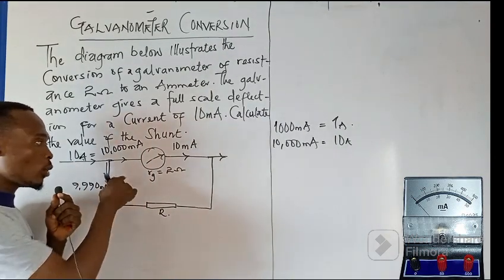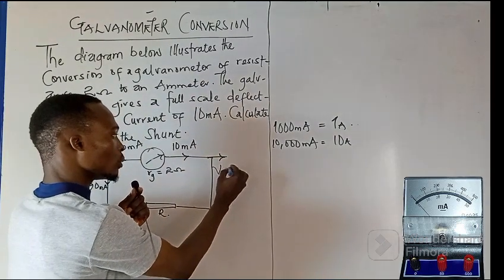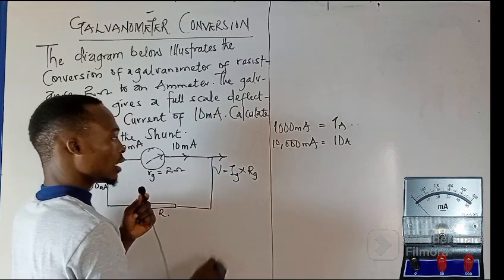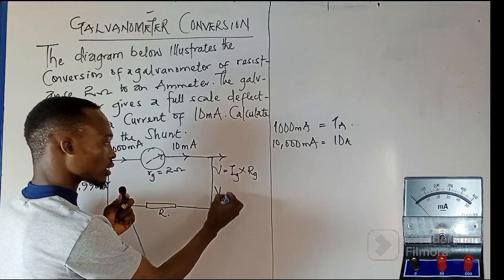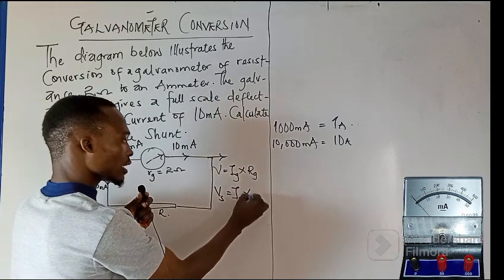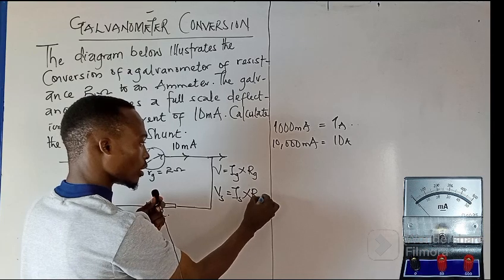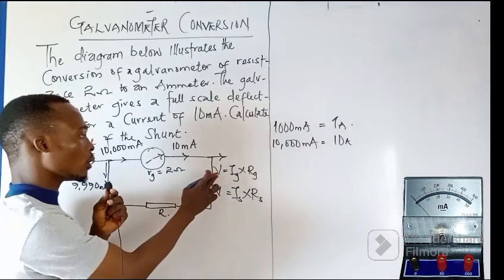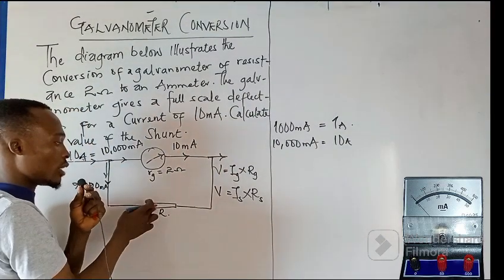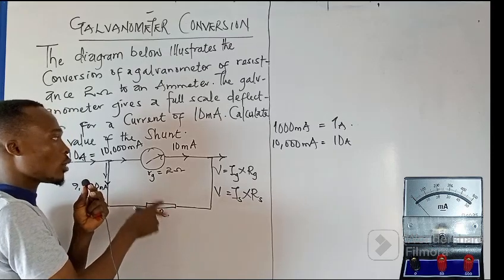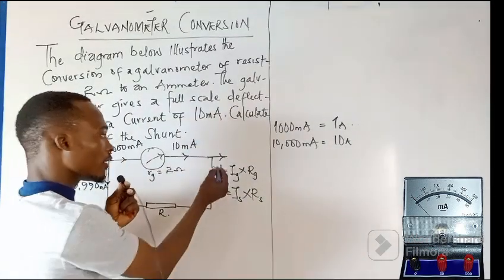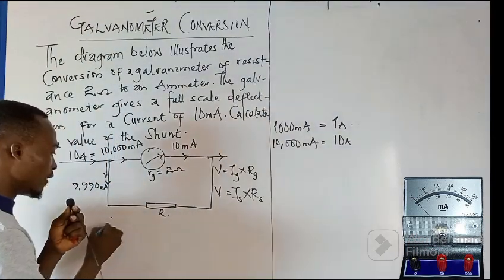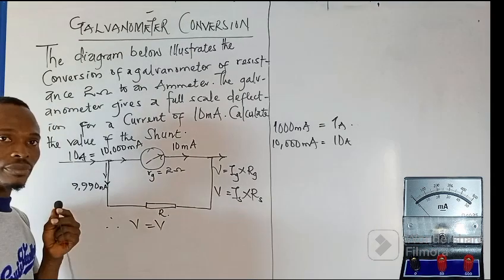So we can say that the voltage of the galvanometer, V, is equal to the current of the galvanometer times the resistance of the galvanometer. And the voltage of the shunt is equal to the current of the shunt times the resistance of the shunt. The voltage that enters the shunt is also equal to the voltage that enters the galvanometer. So if the voltage is the same here, we have to equalize the volts. Therefore V must be equal to V.